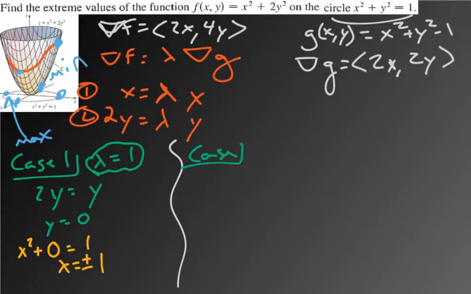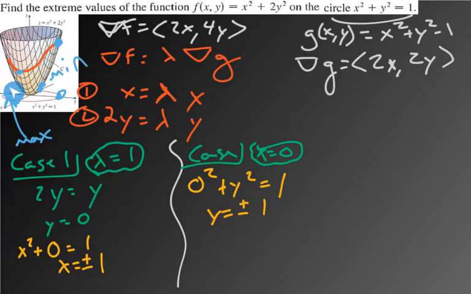So we could have x equals 0, which could happen and make that first equation true. And then in this case, you can just jump to your g function over here, and we can work with that. So x is 0, so 0 squared plus y squared equals 1. So in this case, y equals plus or minus 1. And again, that checks out with what we know here.